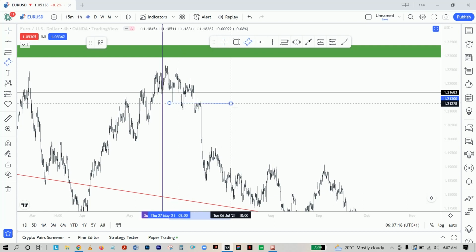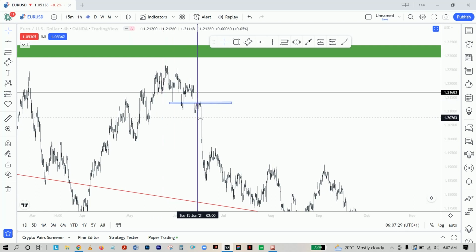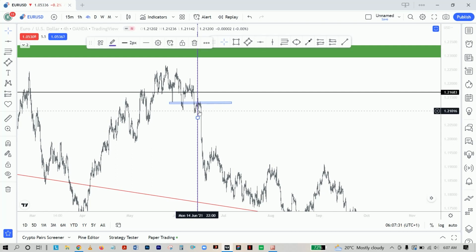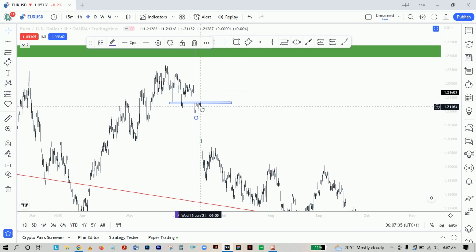Let me mark out this point. All right, so now I have placed my entry just right here. So let me mark it out. Yeah, this would have been my entry, guys, at this level. Now at this level, before I place my entry here, what do I do?